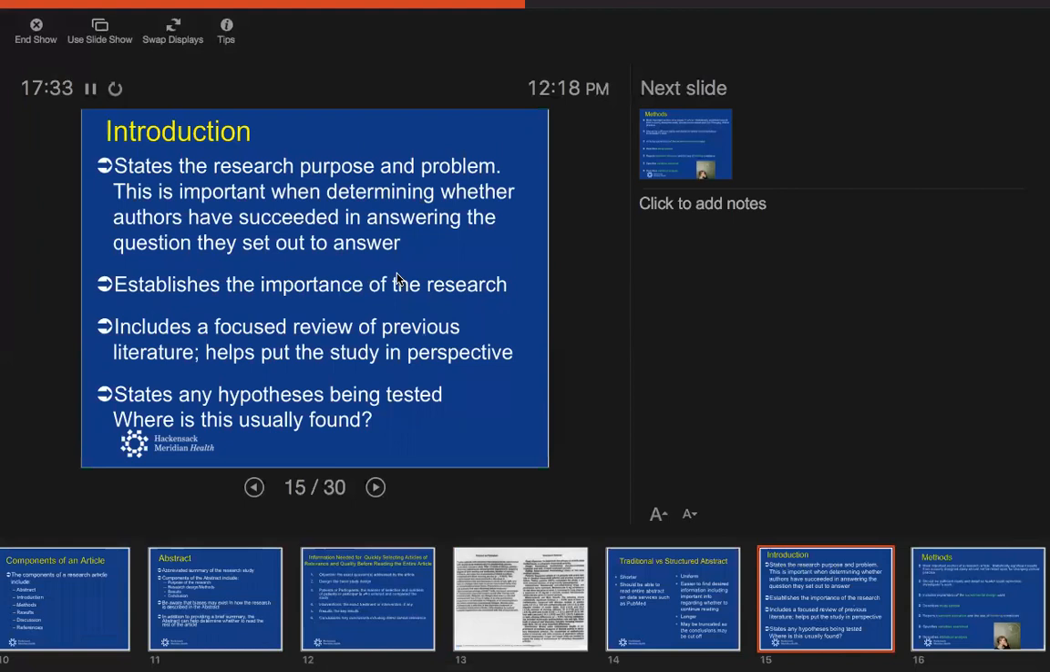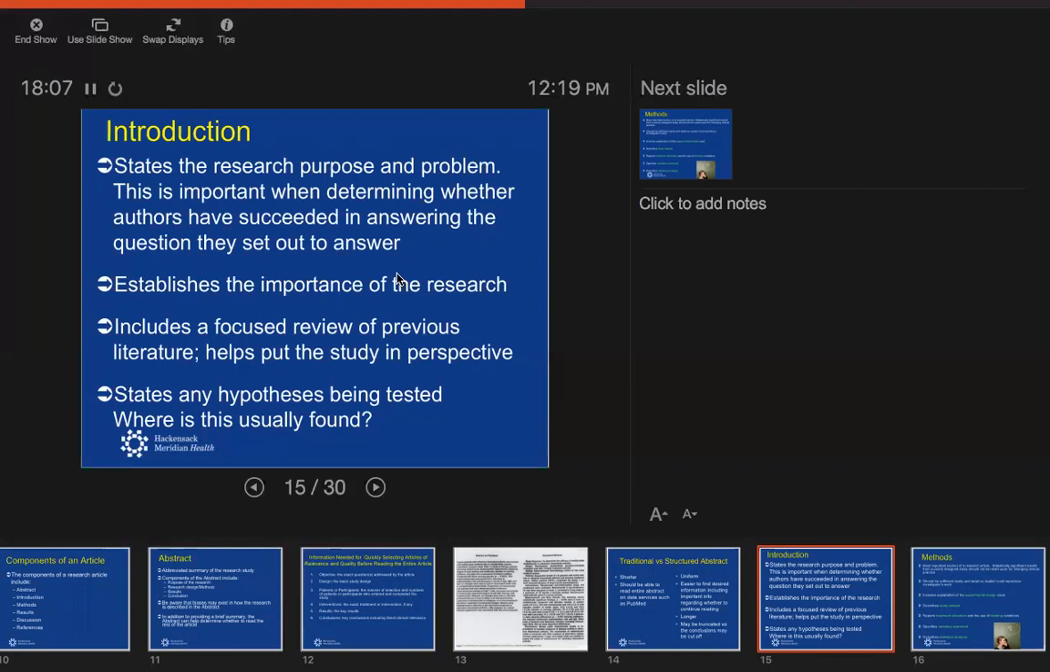So the introduction, that's the first main section, states the purpose of the research and the problem. And this is important in determining whether the authors have succeeded in answering the question they set out to answer. It establishes the importance of the research, and a key part of the introduction is a brief literature review. So it's a focused review of past literature that helps put the question the authors are looking at into perspective. And then there's usually a statement of the hypothesis that the authors are looking to test.